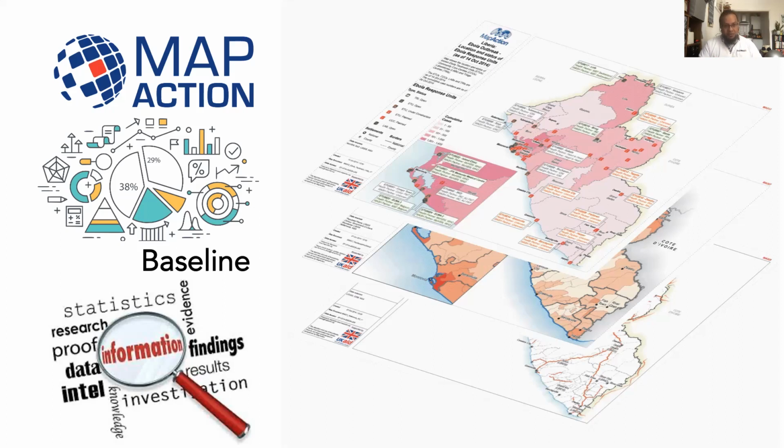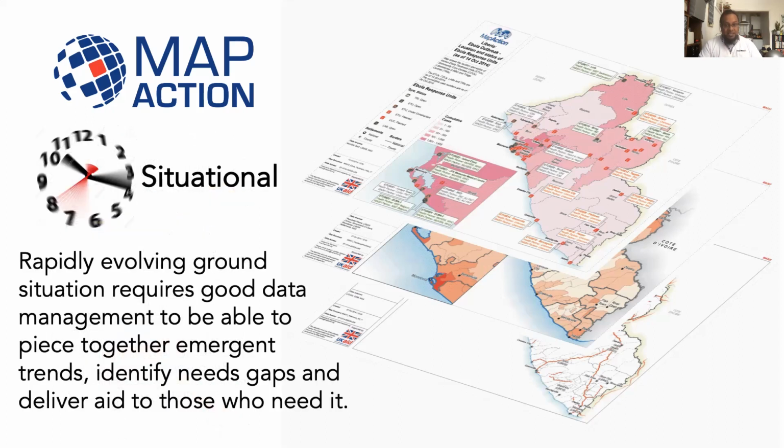And then we get into the real meat of what MapAction do, which is the situational maps. So this takes in the rapidly evolving ground situation, which requires good data management to be able to piece together different pieces of data or spatial data and identify trends or problems or gaps, and ultimately deliver aid to those people who need it, rather than letting it go to waste in the wrong place and so forth.